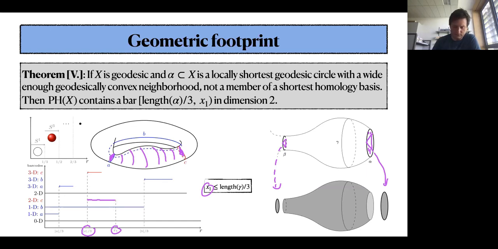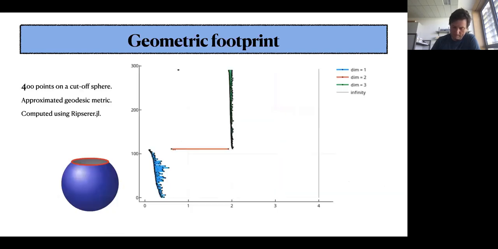Right, so that's a lot of theory. Let's take a look at one small example. So what did we do here? We took 400 points on the sphere. We cut off the top parts, approximated geodesic metric, and computed persistent homology with ripser.jl. That's just a Julia version of ripser.